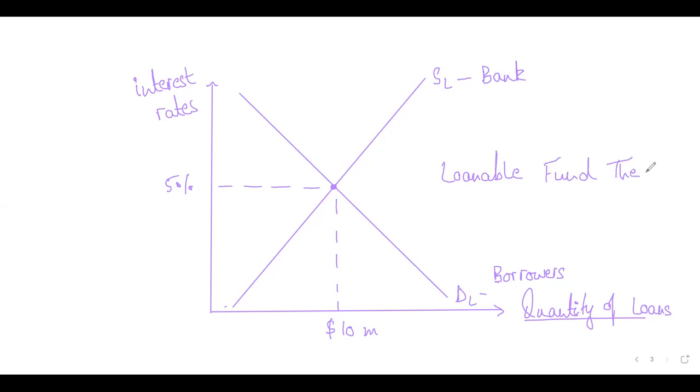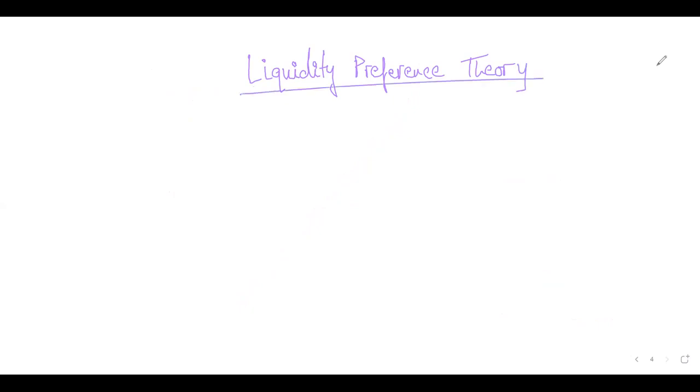The second theory that we will complete today is liquidity preference theory. Liquidity preference theory looks at this idea of interest rates from a slightly different perspective. Let me explain. Liquidity preference theory says that it's not the demand and supply of loans. Instead, it's the demand and supply of money, like the currency notes, that determines interest rates, right?